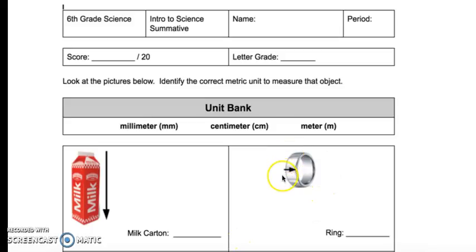Now let's look at this ring. If you're going to measure the thickness, where you see the arrow, just the thickness across, what unit would you use? Millimeter, centimeter, or meter? Write your answer on the line right here. Press pause, press play when you're ready to go on.